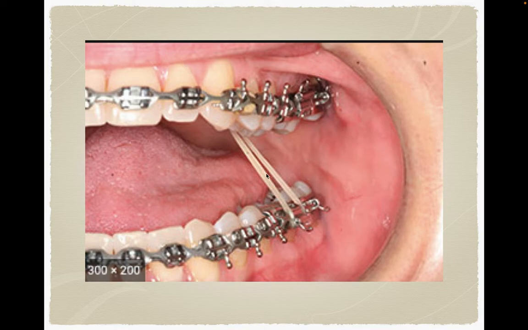So what about the extrusive forces? Now we have extrusive forces from these elastics. So if you're using these cross elastics on light wires like 014 or 018 tie wires, definitely that will result in extrusion of these molars. To avoid this extrusion, you need to go to more rigid stainless steel arch wires.